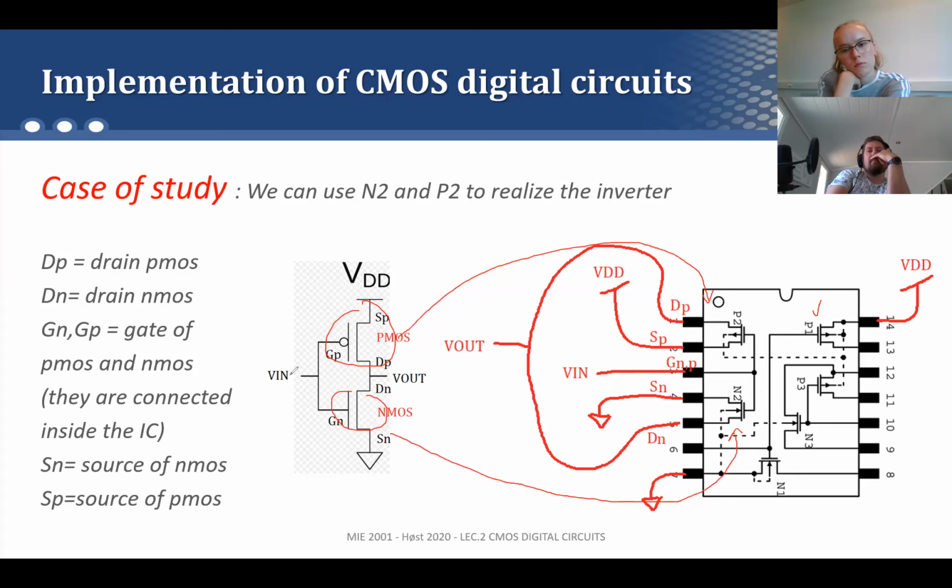And then the input is applied at the 2 gates, here, the P and N. So it means that it's applied in this point here. So you have to put the input here. And the output is taken between the drain of the P and the drain of the N, here. The drain of the P, the drain of the N. So I hope it's clear.